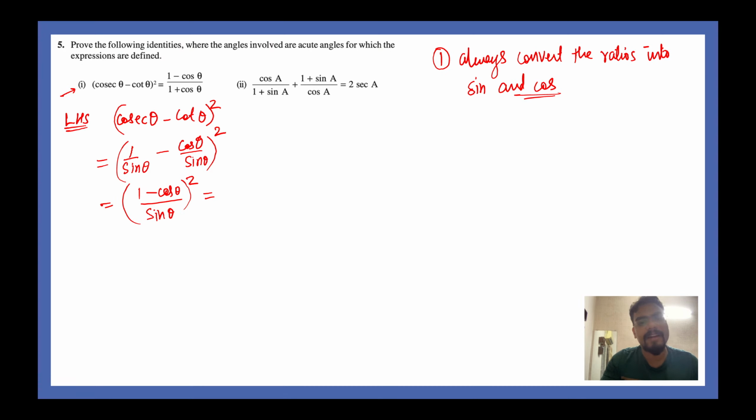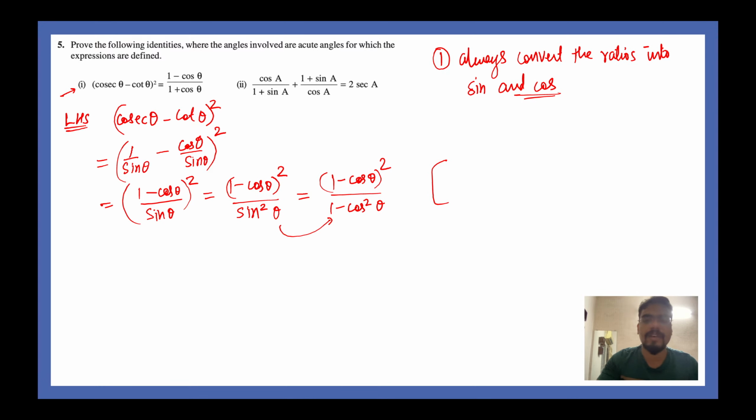Now this can be written as (1 minus cos theta) whole square divided by sine square theta. What identity will I be using here? Let me write down (1 minus cos theta) whole square divided by, now sin square theta can be written as 1 minus cos square theta. The reason we have changed sin square theta into 1 minus cos square theta is because there is this identity called sin square theta plus cos square theta is equal to 1.